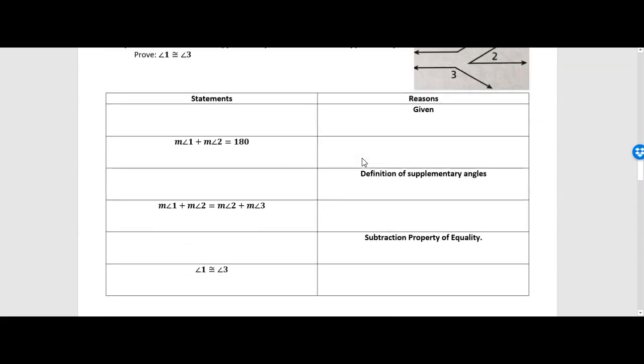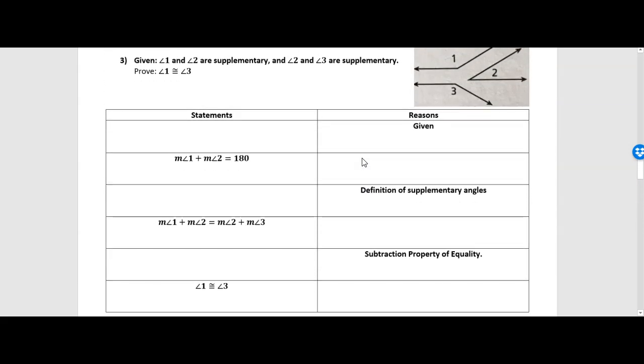We have two more. We should be able to get through both of them. All right, so can I squeeze all this in? Yes, I can. Okay. So pause the video, come back when you're ready. We are given that angle 1 and angle 2 are supplementary, and angle 2 and angle 3 are supplementary, and we need to prove that angle 1 is congruent to angle 3.